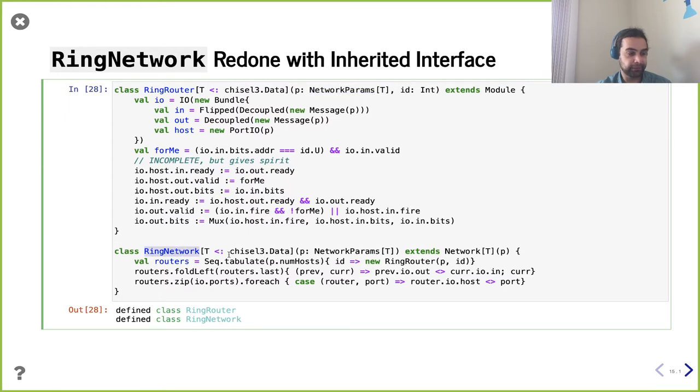But the network itself, once again, just like the other one, we're extending that network abstract class, but now we're a concrete class, right? We're not abstract. And hey, we define our routers and we can take them together, right? So this is a really concise implementation, right?